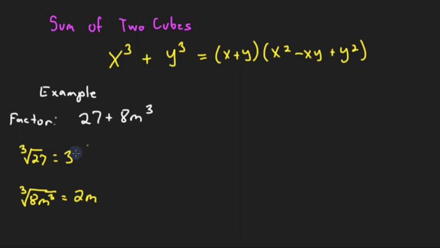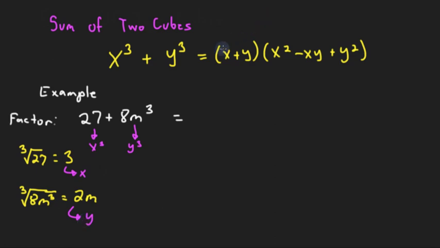So what does this mean? It means that this particular binomial follows the pattern of sum of two cubes. These terms are perfect cubes and they're added up, so we can factor them using this pattern. If these are x cubed and y cubed, then 27 takes the place of x cubed, so 3, the cube root of 27, takes the place of x, and 2m is going to take the place of y.